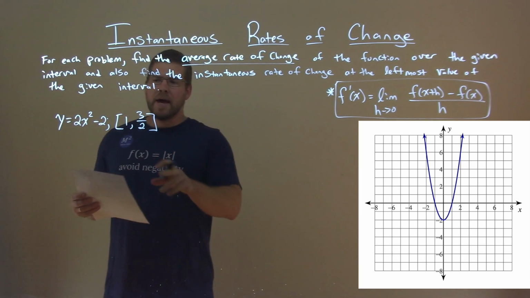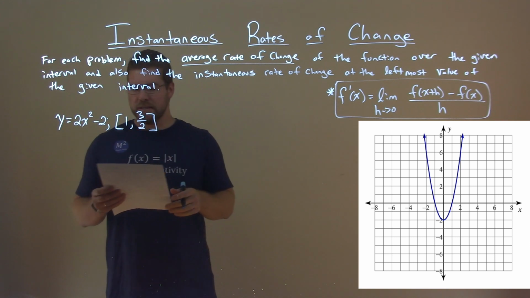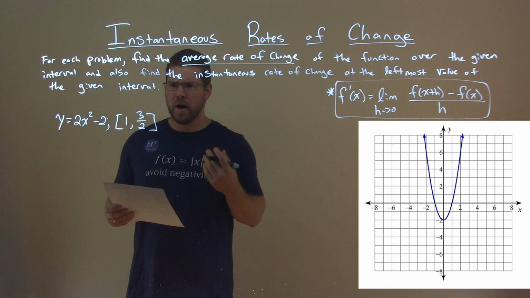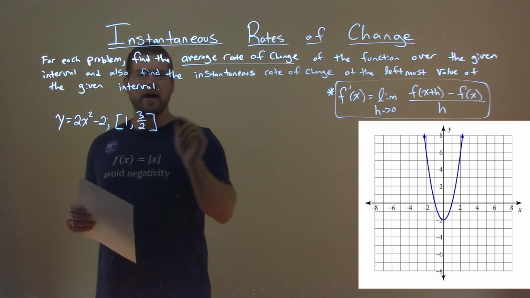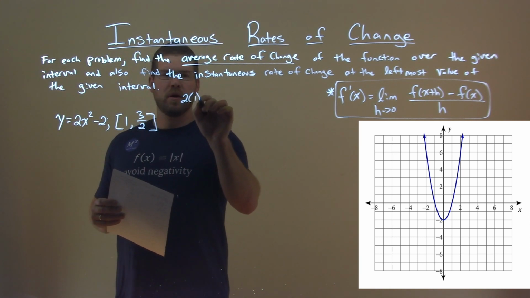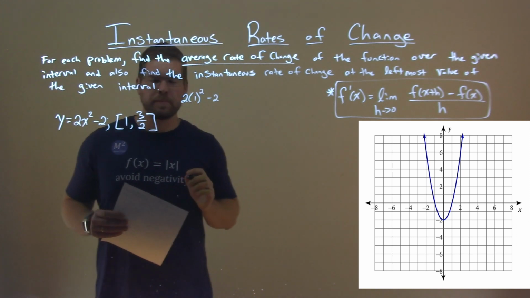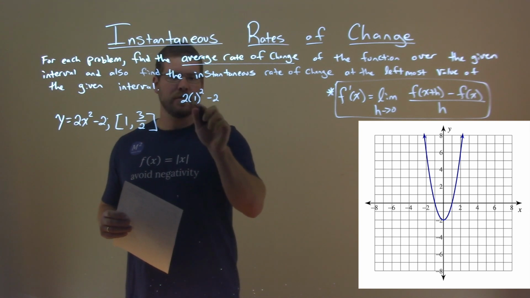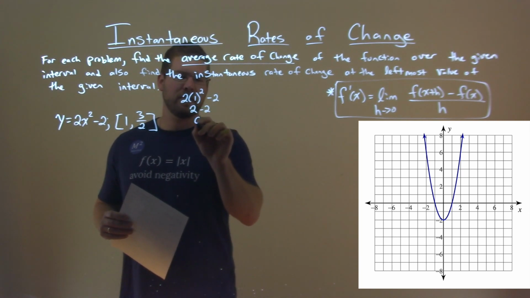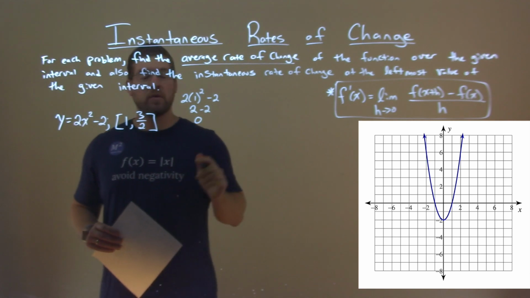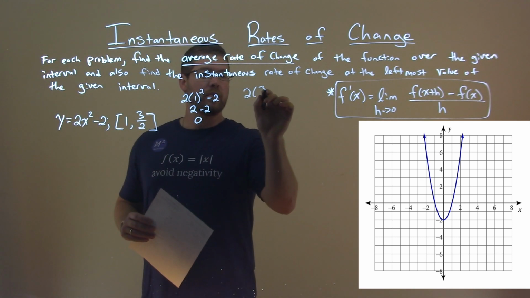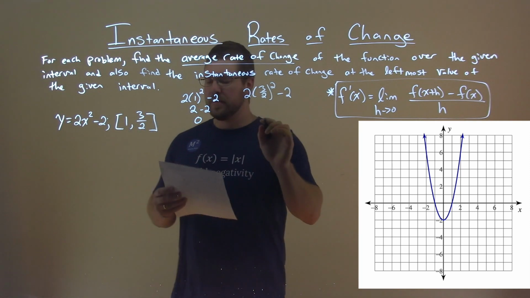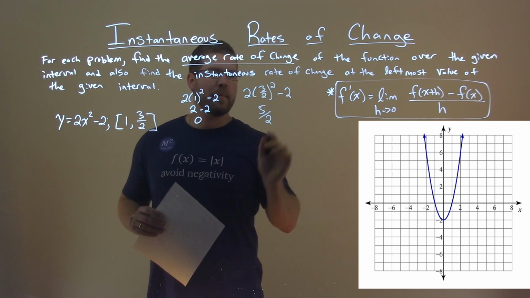So what we want to find first is the average rate of change. We're given the x values here. We need to find the corresponding y values. So let's plug 1 in for x, and what do we get? We have 2 times 1 squared minus 2. Then we want to simplify this. Well, 1 squared is 1, times 2 is 2, minus 2, and that's a 0. Great. Let's do the same thing with 3 halves. 2 times 3 halves squared minus 2, and this just comes out to be 5 halves. I won't bore you with that part.